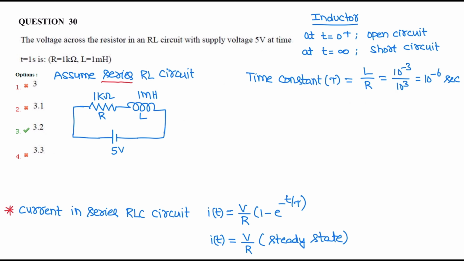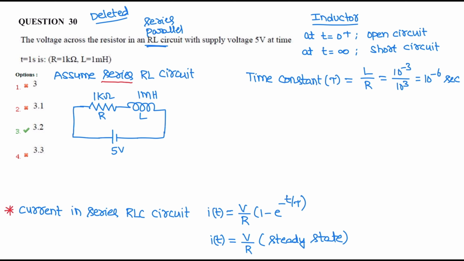Next question. Voltage across the resistor in an RL circuit with a 5 volts supply voltage at time t equal to 1 second is? So this question is deleted from the question paper because in the question they did not mention whether it is a series RL circuit or a parallel RL circuit. They have mentioned simply the general term RL circuit with supply voltage 5 volts. So we will try to solve this question by assuming it is a series RL circuit.